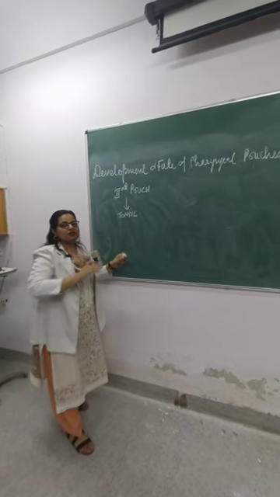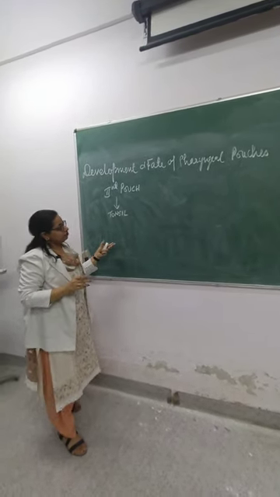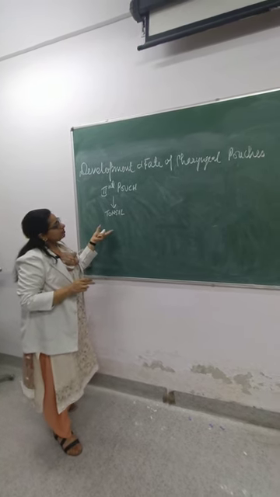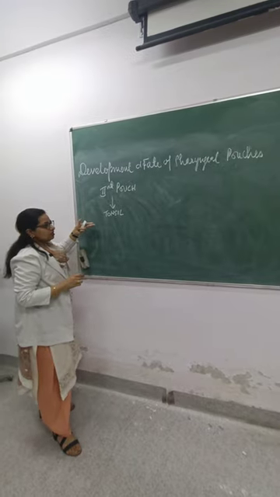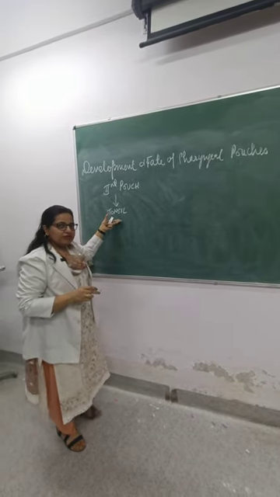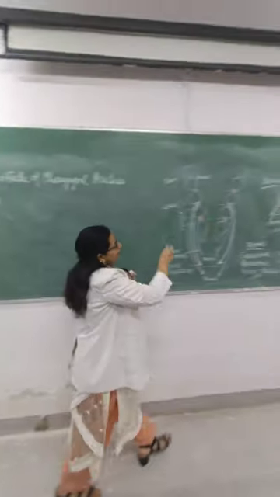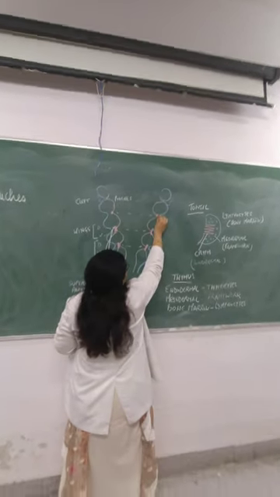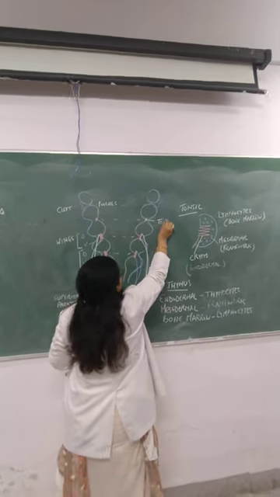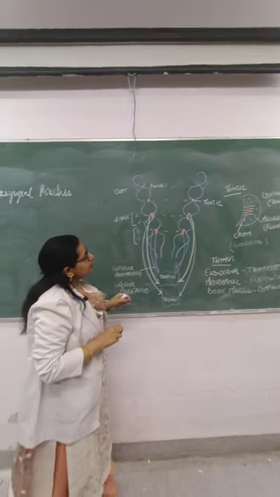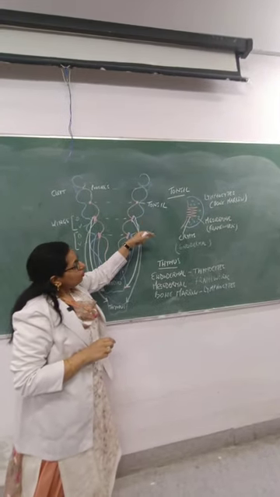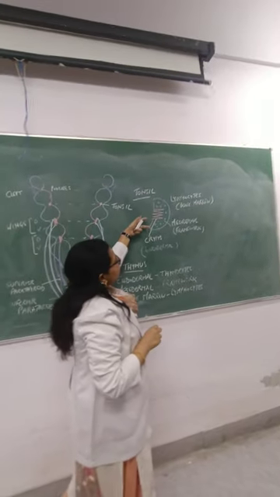Talk about the derivatives of the second pouch now. So in this video, I'm going to tell you about the tonsil, that is the derivative of second pouch. So here you can find the tonsil developing from the second endodermal pouch. Right? Now this tonsil as a whole, you can see, is a different entity.